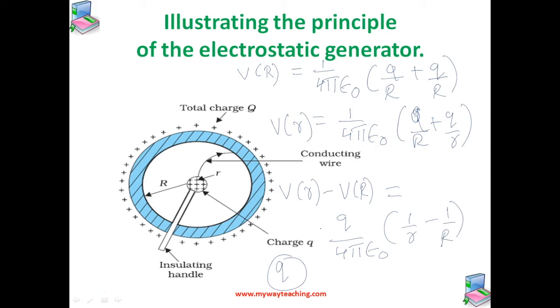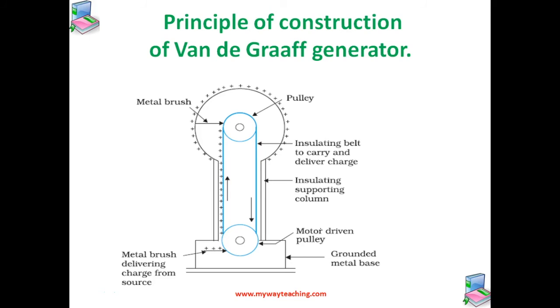It is a machine capable of building potential differences of a few million volts, and fields which are close to the breakdown field of air, that is equal to 3 into 10 raised to 6 volt per meter. A schematic diagram of this Van de Graaff generator you can see here in this figure.